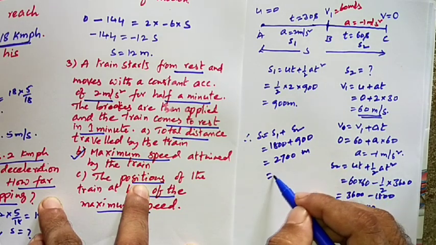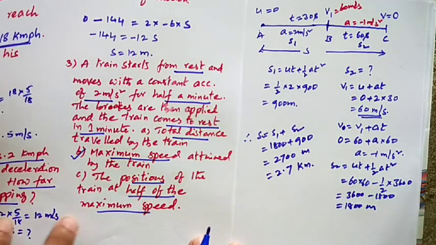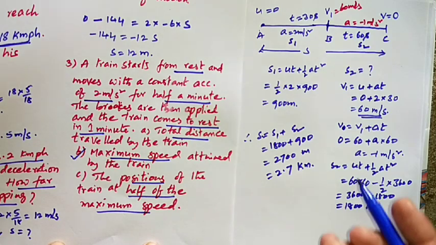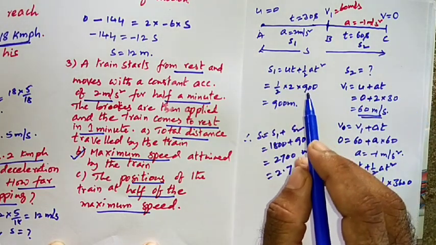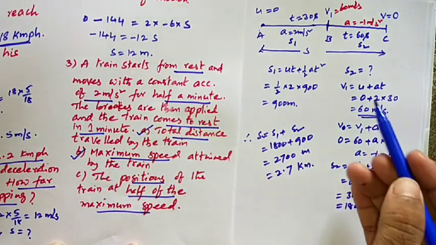2700 meters, or you can write this as 2.7 kilometers also. Got it? So in this way one can calculate the total distance. Clear? Now A completed, B also completed. What is the maximum speed?